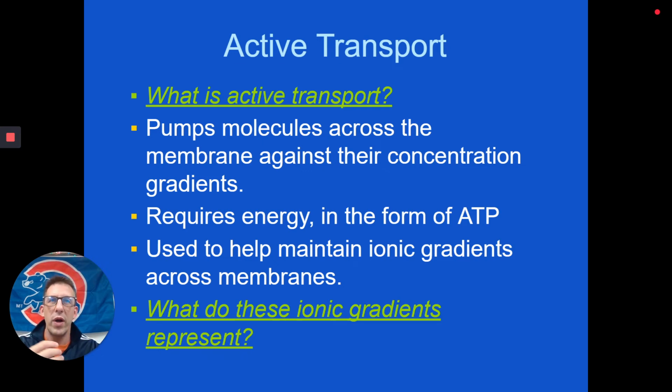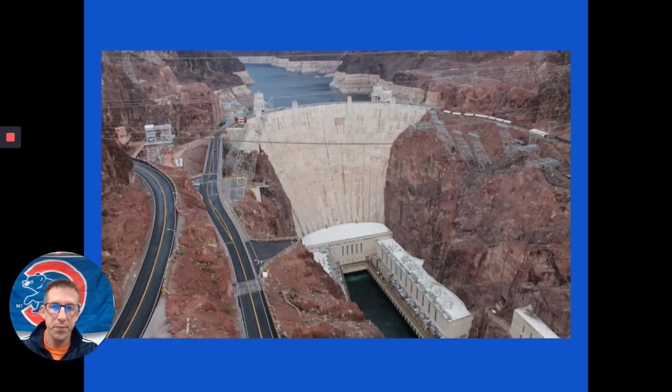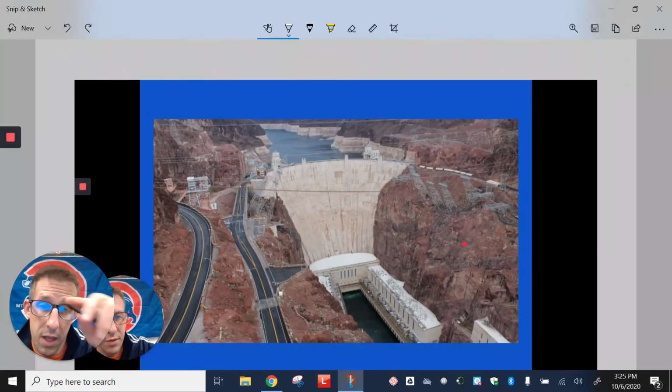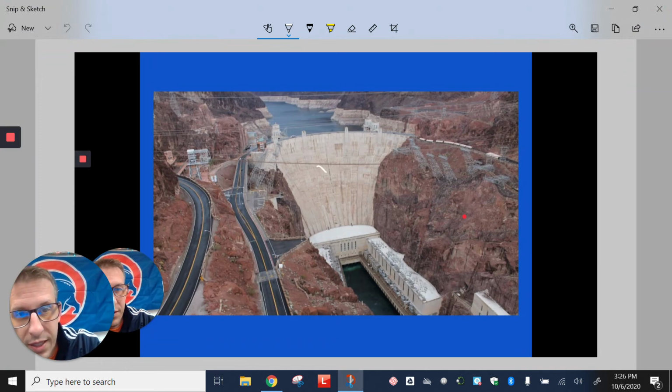And so when you've got this big stockpile of stuff on one side of the membrane, what that represents is potential energy. Okay, and I've talked about the Hoover Dam before because I think the Hoover Dam is a really, really good analogy for all of this stuff, right? So the Hoover Dam itself, let me take another picture here. The Hoover Dam itself would be like the cell membrane.